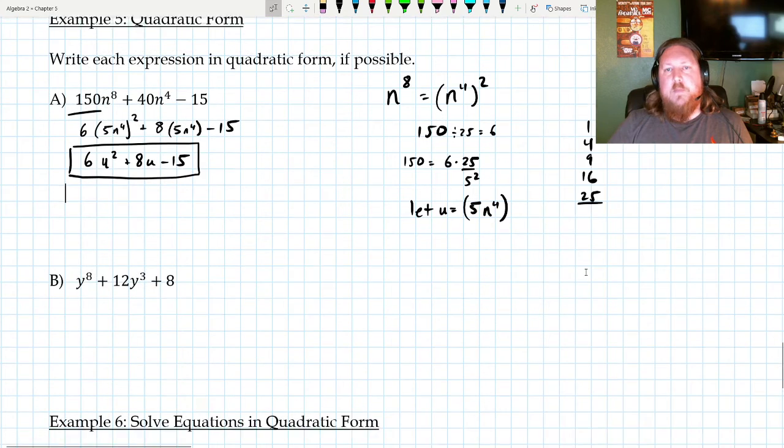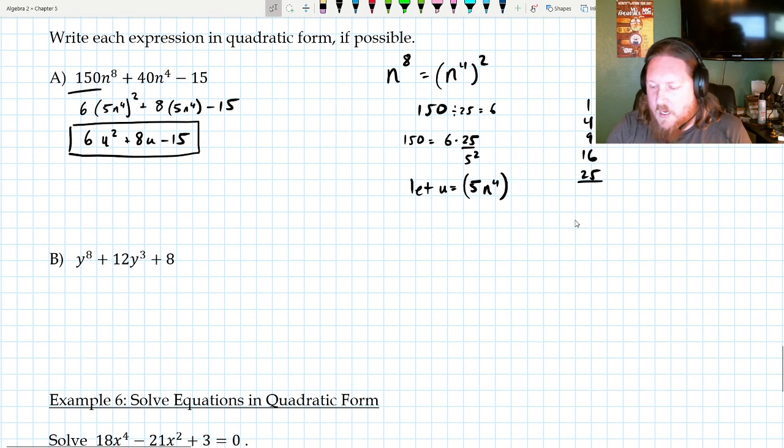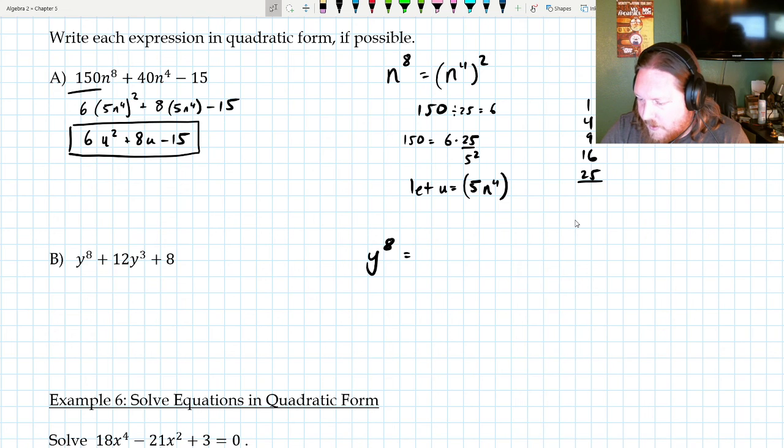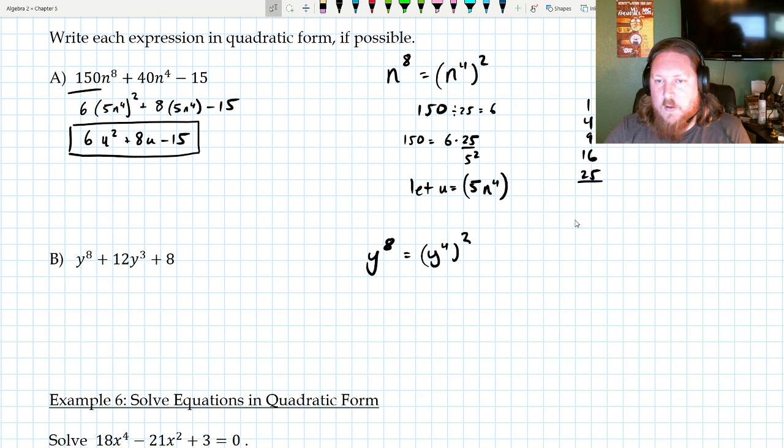All right. Now let's look at part B here. I've got y to the 8. And it doesn't have a coefficient, so I just have to rewrite that as some power of y squared. And it would have to be y to the fourth squared. So now I take a look at my linear part. Ooh, there's a problem. I only have y cubed. I don't have a y to the fourth. I have to have a y to the fourth, otherwise I can't substitute something in.